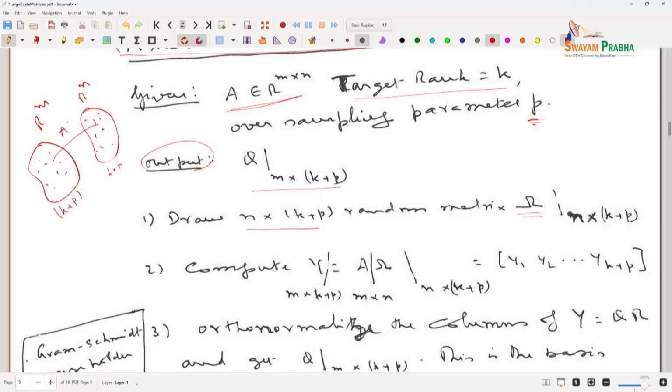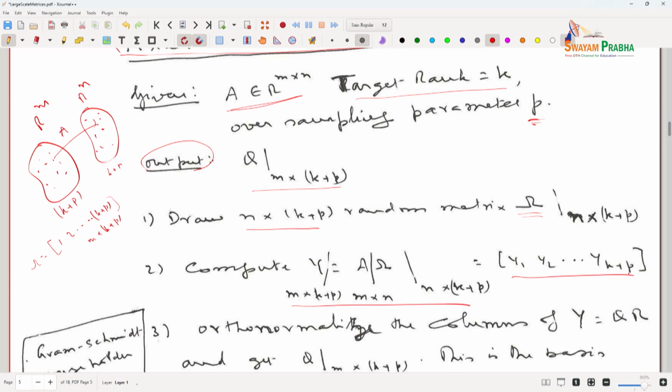So, I am representing these k plus p as a matrix. The columns are k plus p: 1, 2 all the way up to k plus p. These are the vectors. Please understand, these are the vectors. So, this is equal to m by k plus p. Each vector is in Rm. So, I have Y equal to A omega. So, Y is k plus p vectors that are the output.